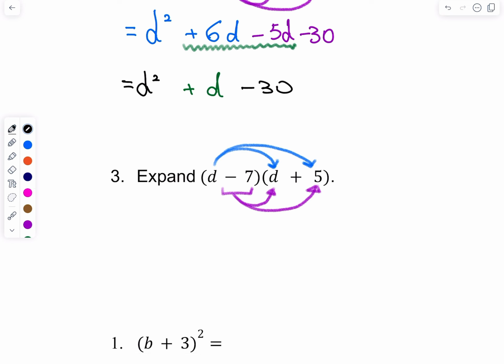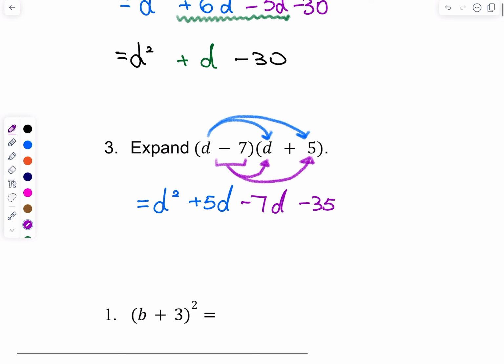D times D is D square. D times 5 is 5D. And then the bottom part, negative 7 times D, negative 7D. And the last part, negative 7 times 5, you get negative 35. And then what do we do next?